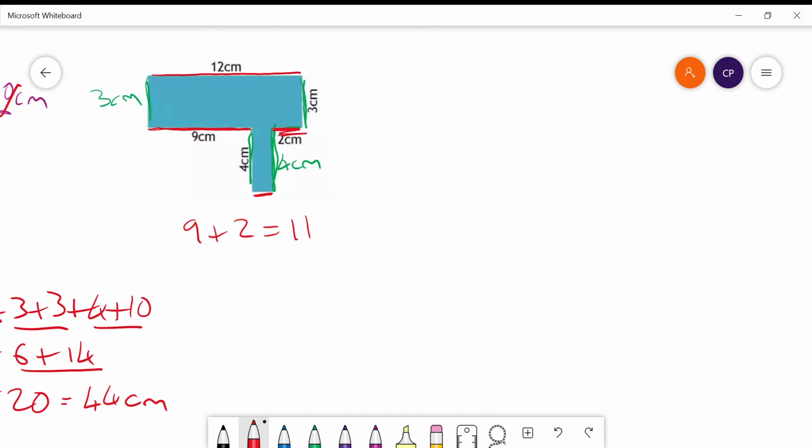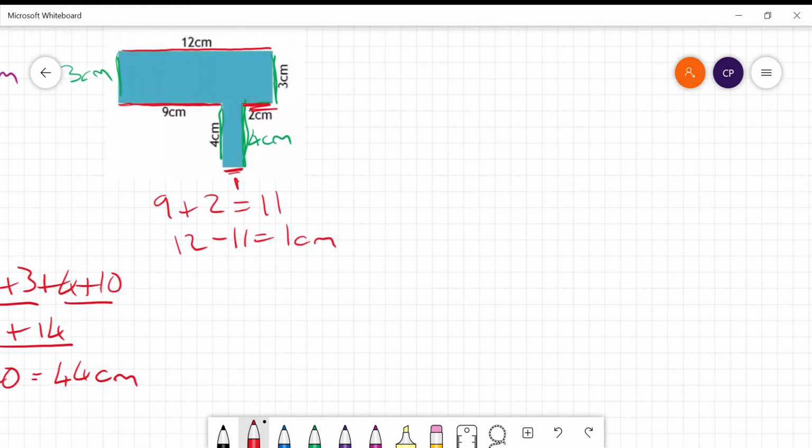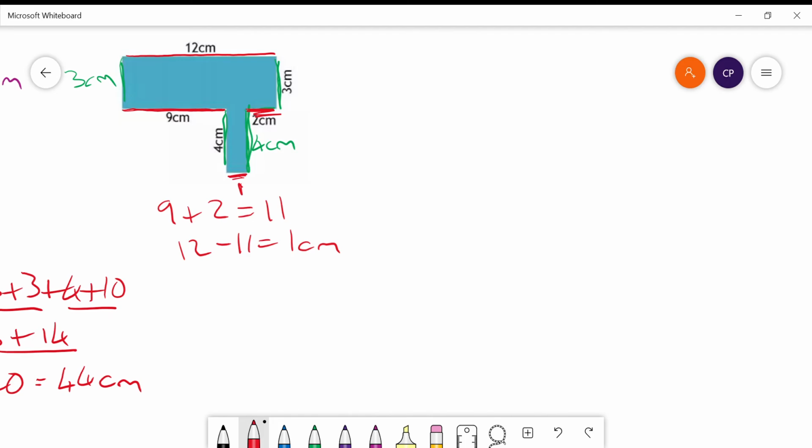I then need to travel this extra little bit. Now the whole way across the top was 12. So if I take off the 11 that I know, then I've got 1 centimetre left. So this missing part here must be 1 centimetre. I'm going to change my pen colour again and get ready to add up the rest of them.